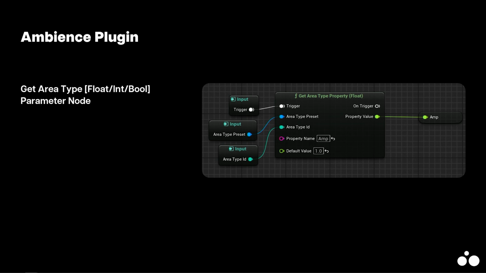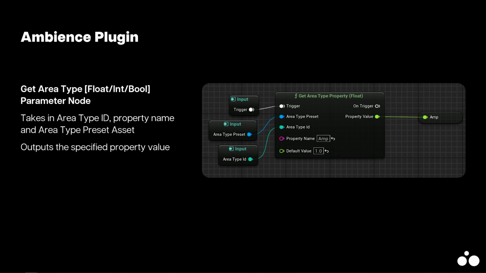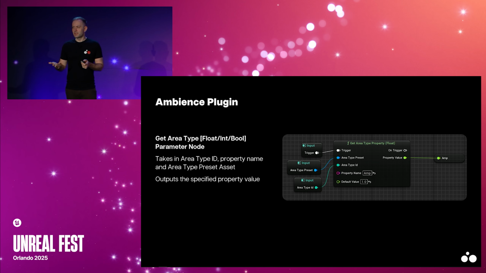And to go alongside this, we have the get area type parameter node that comes in the three flavors that we support of data parameters, float, int, and bool. And it's the same as before. It takes in an area type ID and a preset asset, but also the name of the property you want to extract from this thing. And it outputs the value specified in the property for that particular area type. So again, it's pretty conceptually simple.